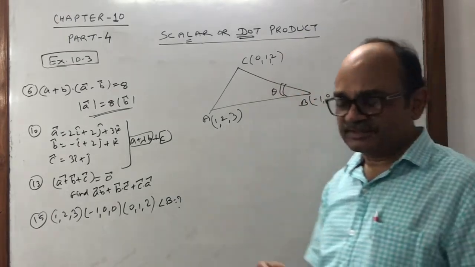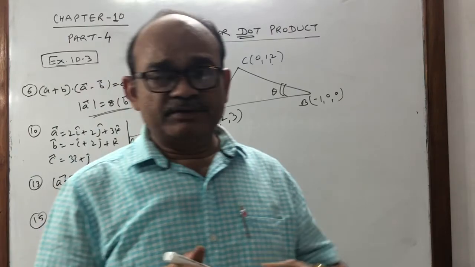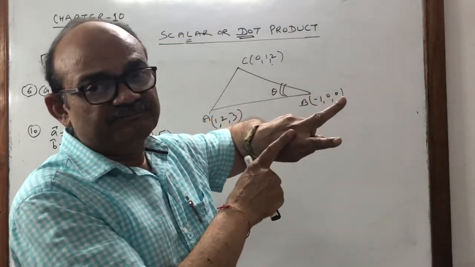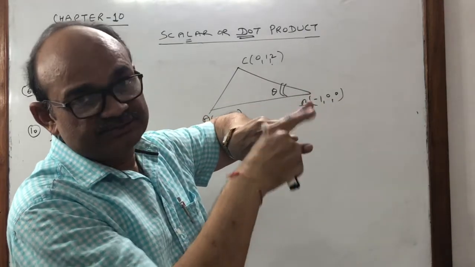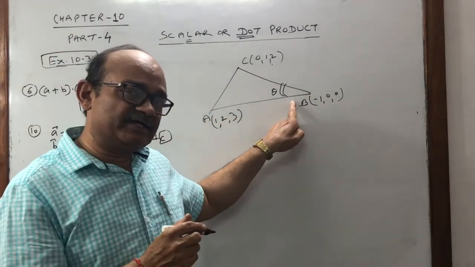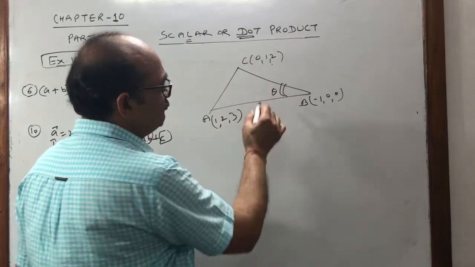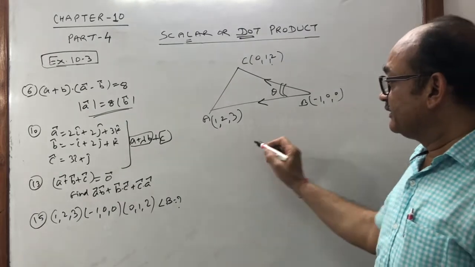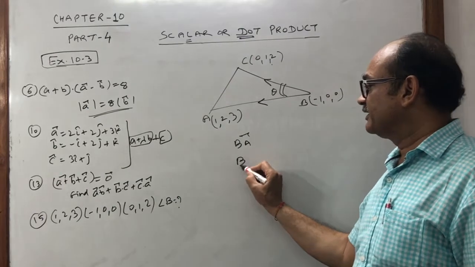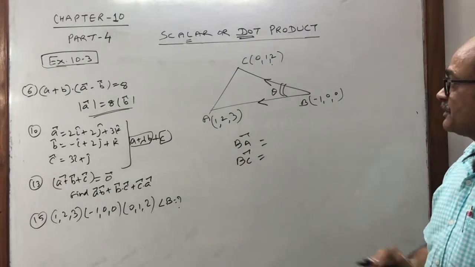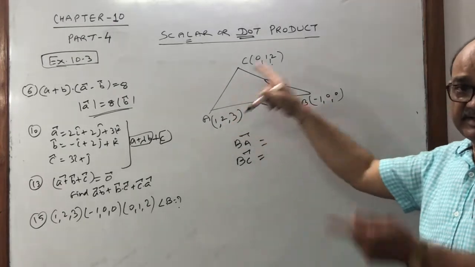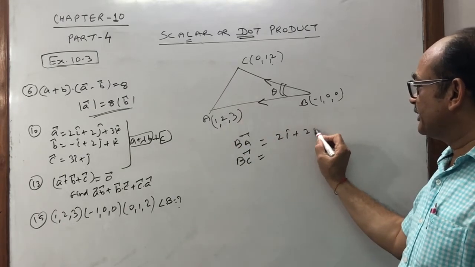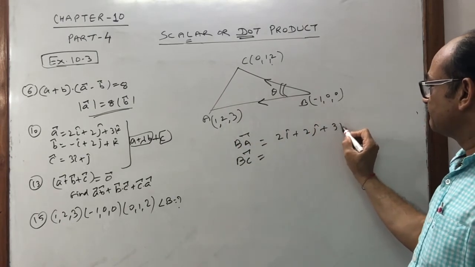The most important point, whenever we want to calculate the angle, the direction must be the same. It means vectors must be co-initial. These arrows are the direction. So here we want to calculate angle B. It means we have to write vector BC and vector BA. So first we calculate what is vector BA and what is vector BC. BA is second minus first, 1 minus 1, 2i, 2 minus 2j, and 3 minus 3k.